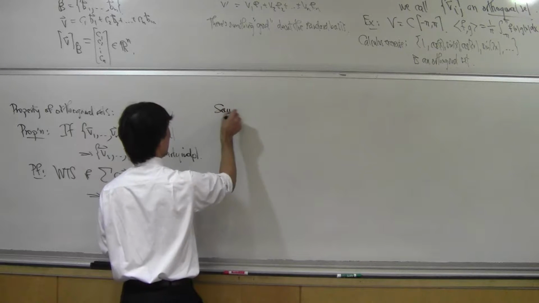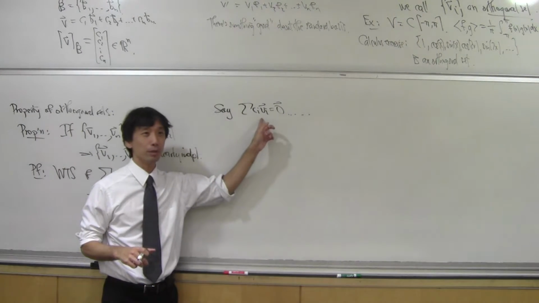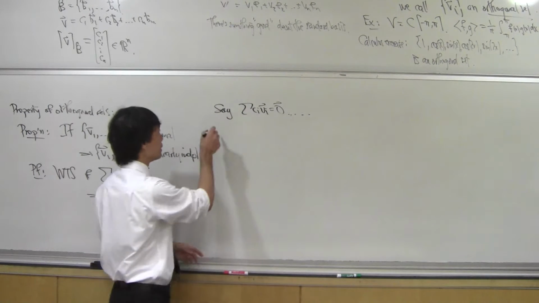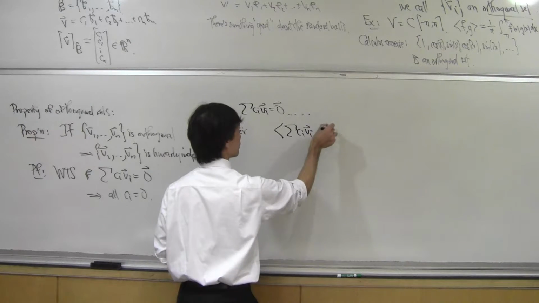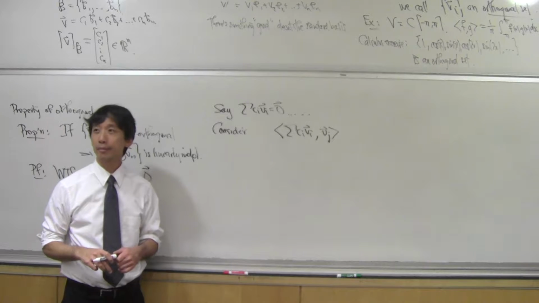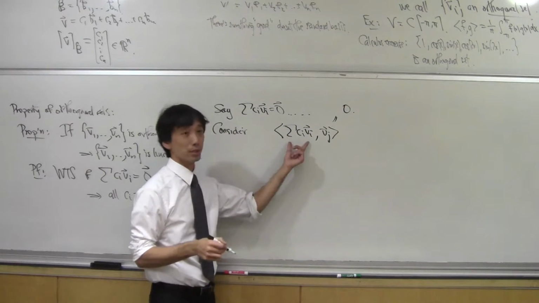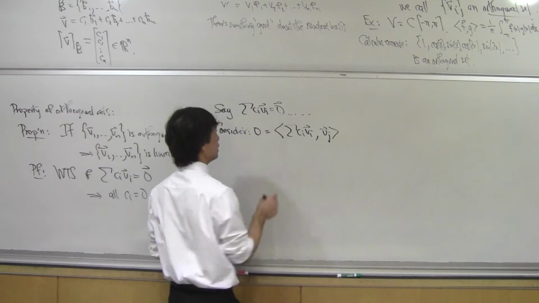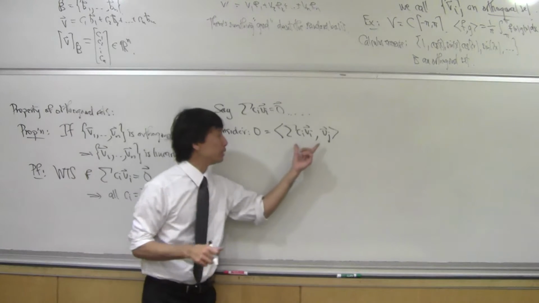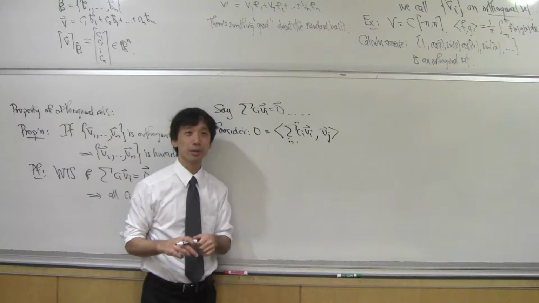So let's think. Say that the summation of c_i v_i equals the 0 vector. We want to show that each of the coefficients is 0. The only thing we know is something about the inner product. So let's use the inner product. Consider the inner product of our thing against v_j. And secretly, we know that that's going to be 0, because we're taking the inner product of 0 against something. So we know that 0 is this. Now, what happens when we take the inner product of a linear combination of these orthogonal vectors against one of the orthogonal vectors? What's going to happen?